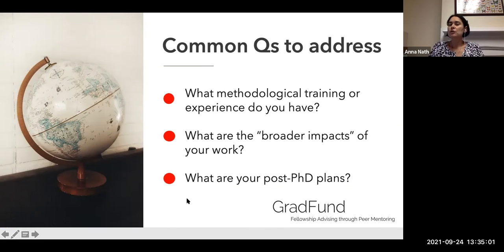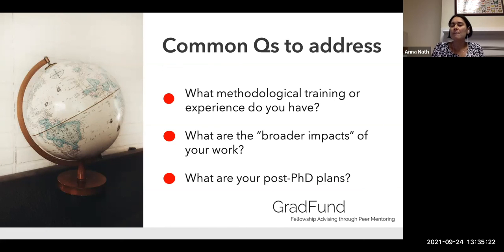What methodological training or experience do you have, right? And again, that goes to being prepared for the project that you're proposing. Am I trained in these methods? Are these methods kind of innovative? Am I well prepared for this?